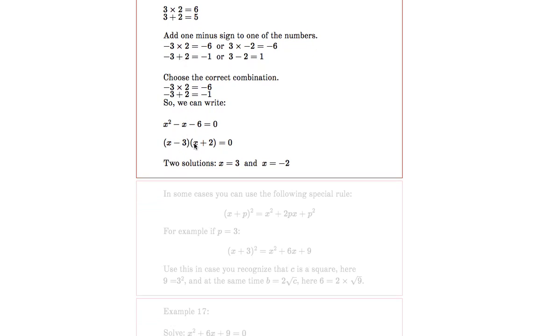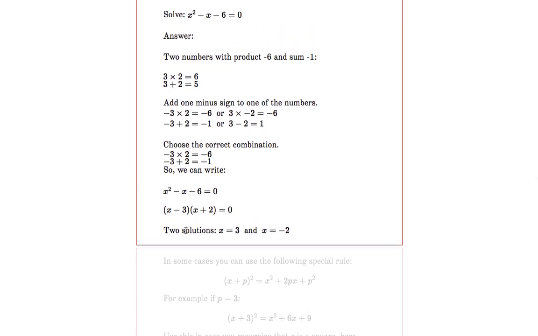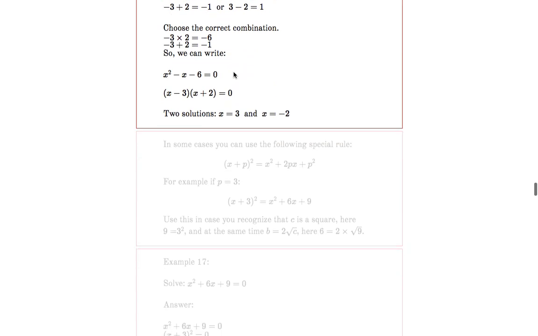So x minus 3 and x plus 2. And we have two solutions, x is 3 and x is minus 2. So let's check the 3. 9 minus 3 is 6. Minus 6 is 0. Minus 2 squared is 4. Plus 2 is 6. Minus 6 is 0. This is correct.